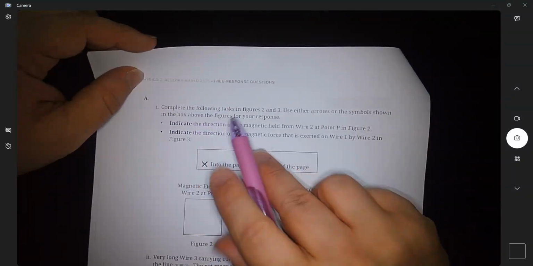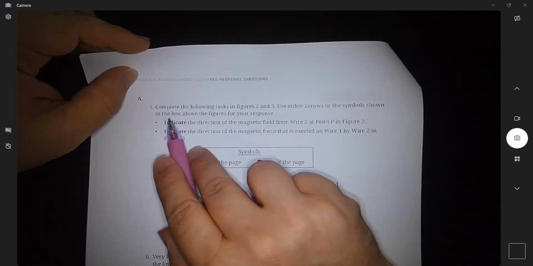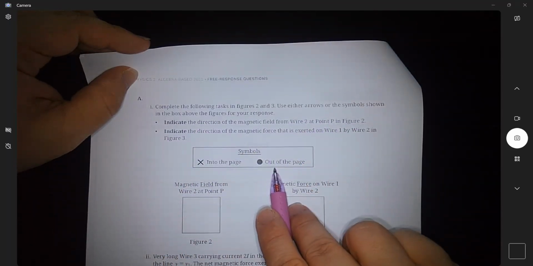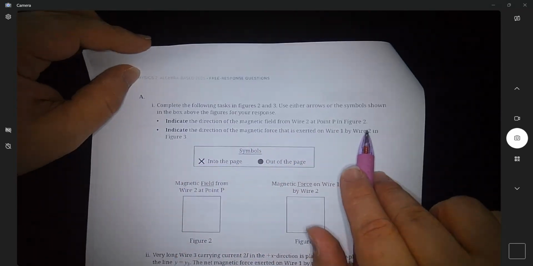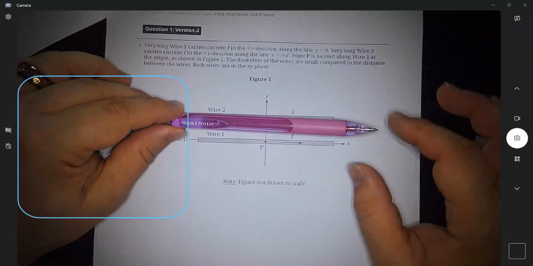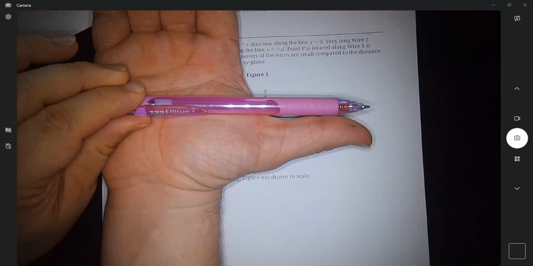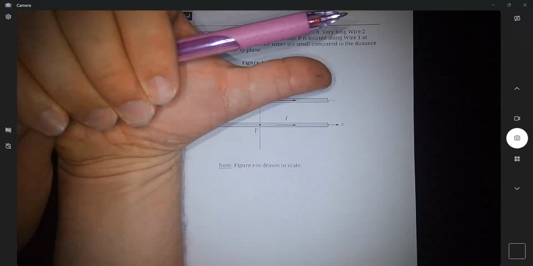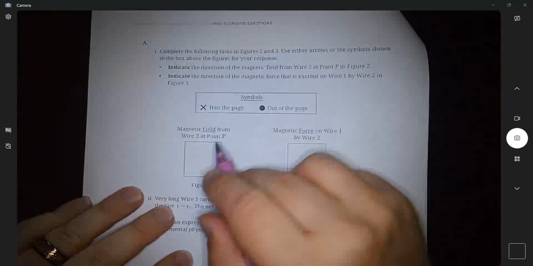Okay, complete the following tasks in figures 2 and 3 using either arrows or the symbols shown in the box above the figures for your response. Indicate the direction of the magnetic field from wire 2 at point P. So for the magnetic field due to wire 2, we're going to pull it out of the page in our minds, put our thumb in the direction of the current of wire 2, and as we curl our fingers, we'll notice that the fingers go into the page at point P. So we're going to use X for into the page for the magnetic field from wire 2 at point P.